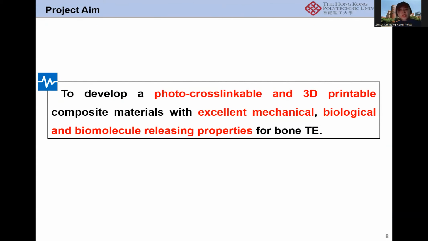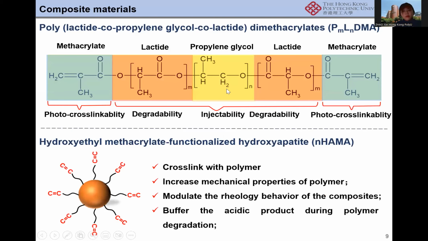So this is our project aim. We want to develop a photo-cross-linkable, 3D printable composite material with excellent mechanical, biological, and biomolecule releasing properties. This is the material we synthesize, and it is one of the major research interests in my lab. We have propylene glycol to make it injectable, lactide to make it degradable, and methyl acrylate to make it photo-cross-linkable.